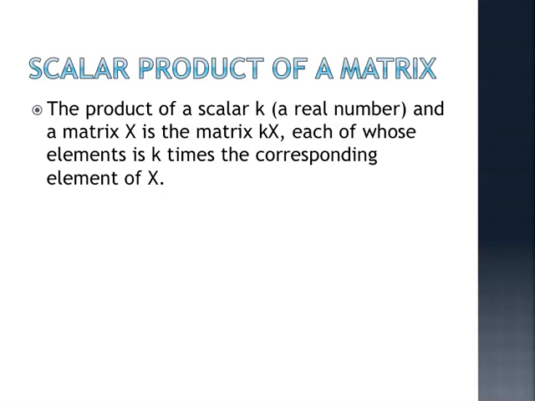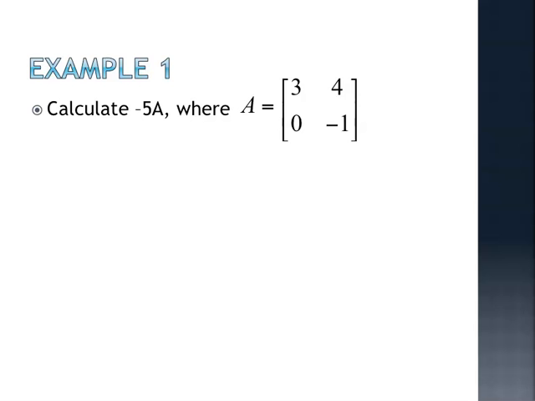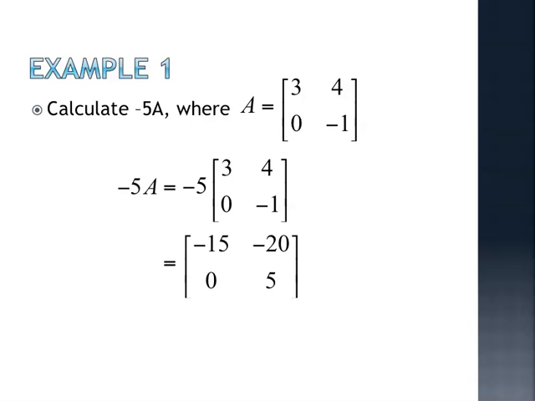As an example, if you look at the first one here, we have to calculate -5 times A, where A is the matrix 3, 4, 0, -1. This is what we call a scalar product because -5 is a scalar, some constant k, that we're going to multiply the matrix by. In order to find -5 times A, I'm simply going to multiply each element within the matrix A by -5. So this is going to be -15, -20, 0, and 5. And that's it for multiplying a scalar times a matrix.